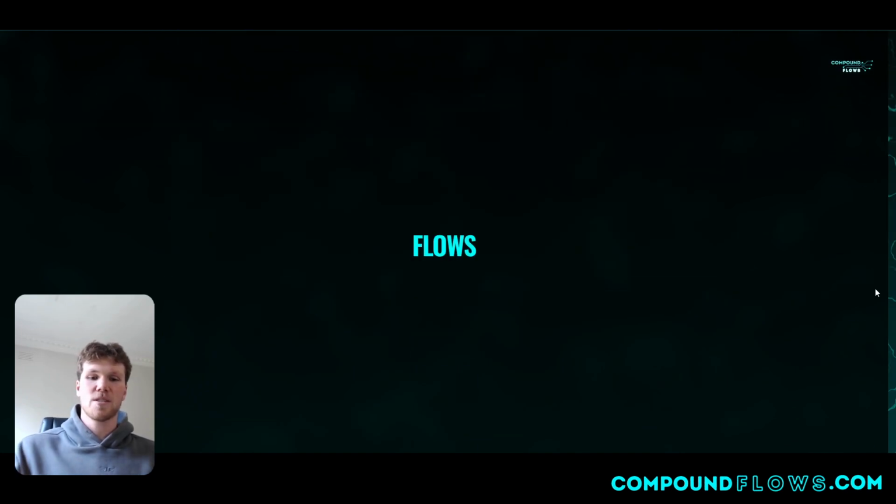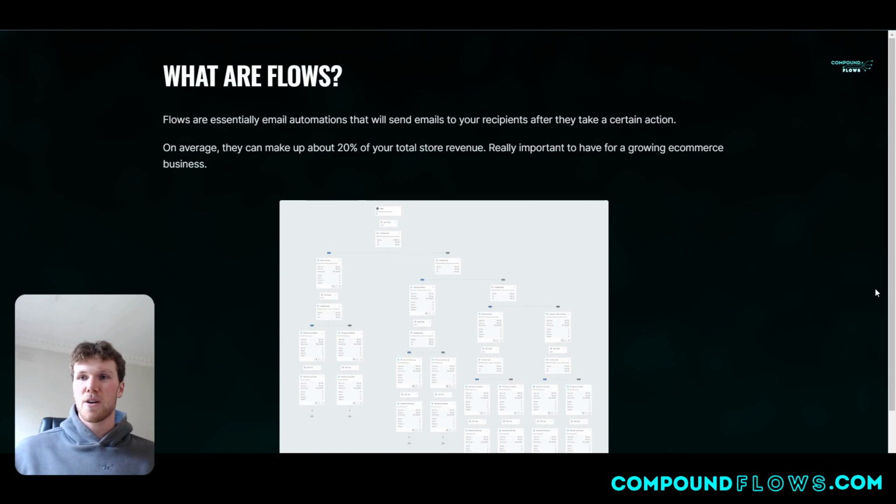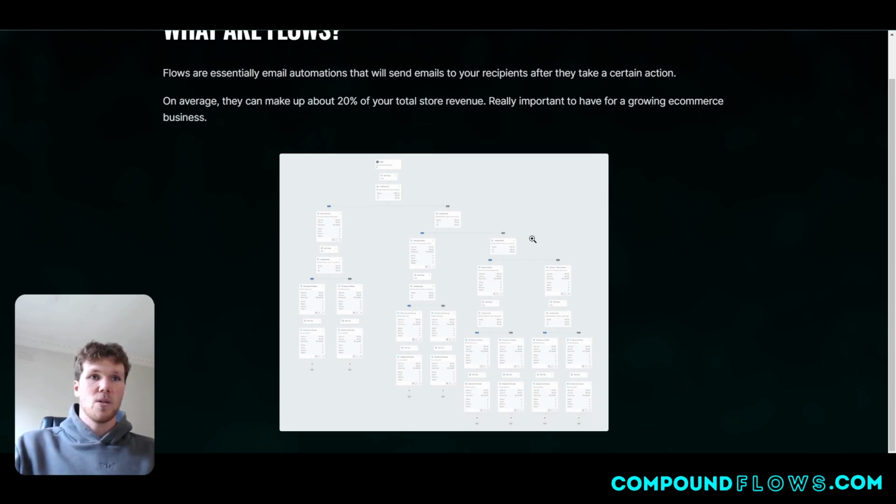Moving on to flows. So what are flows? Again, if you're not already familiar, they're basically just the email automations that you can set up that will be triggered on X, Y, and Z customer action. So this is what one kind of looks like. This is a really built out one. Usually the ones you build out aren't this complex, but typically flows are really important to have set up. They're kind of like the foundation of revenue that can be generated on autopilot once you've got them set up.